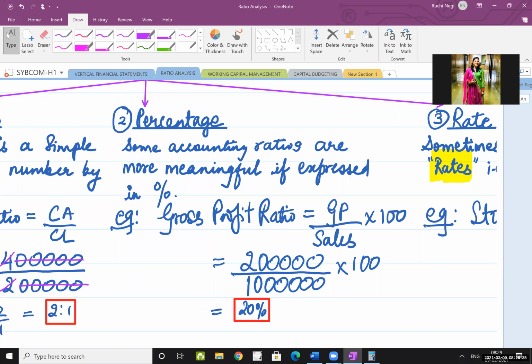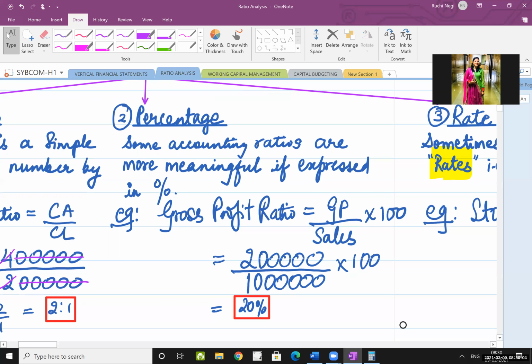Okay, for example, here I have given you an example of gross profit ratio. You have done all these simple formulas in manufacturing accounting and fire insurance chapters, where we calculate GP ratios for fire insurance claim purposes. So GP upon net sales into 100. I've just given an example. GP is 2 lakhs, net sales is 10 lakhs. It is expressed in percentage, so I get an answer of 20%. Am I clear about percentage ratio?